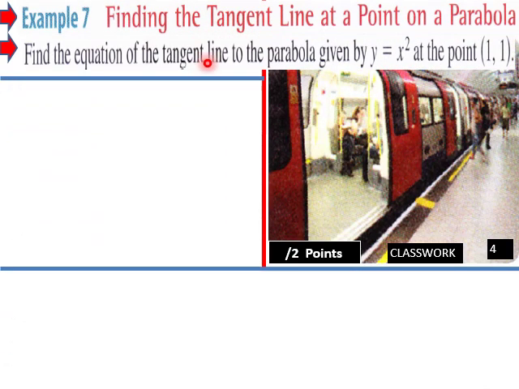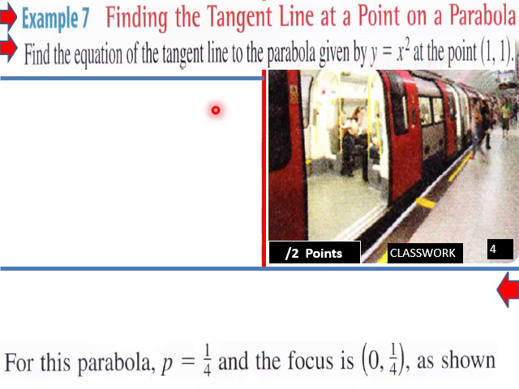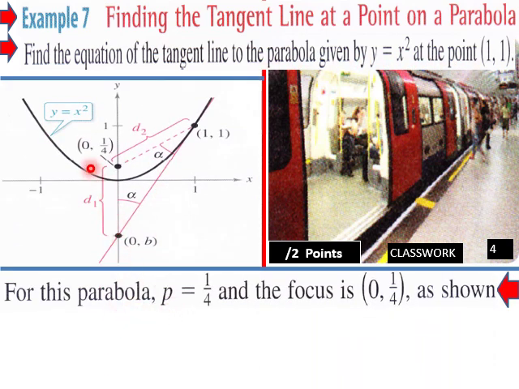Finding the tangent line at a point on a parabola. Find the equation of the tangent line to the parabola given by y equals x squared at the point (1, 1). So y equals x squared is a pretty basic parabola. Here's our parabola, and point (1, 1) is here. Here's our tangent line. For this parabola, p equals 1/4. Here is our focus, and the focus is (0, 1/4). That's our focus, as shown.